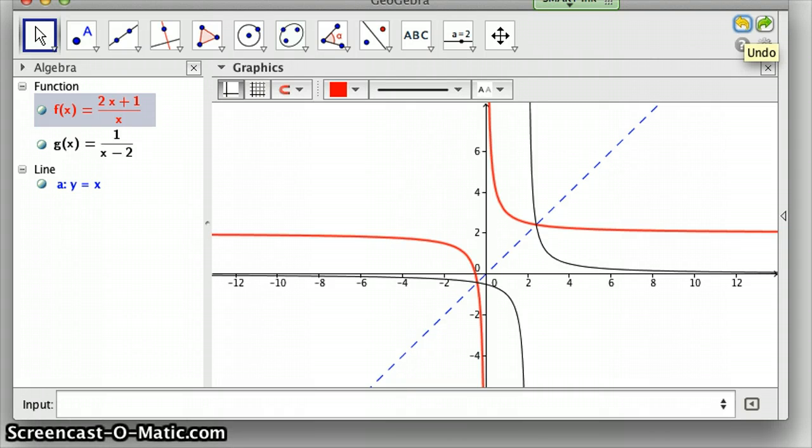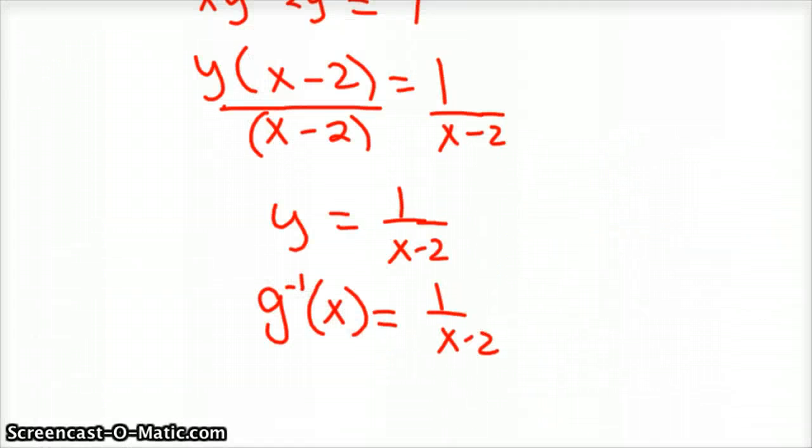So the inverse is graphed there in black. We've shown that it's also symmetric about the line y equals x with GeoGebra. So there's an algorithm, a fast algorithm, to figure out inverses of functions.